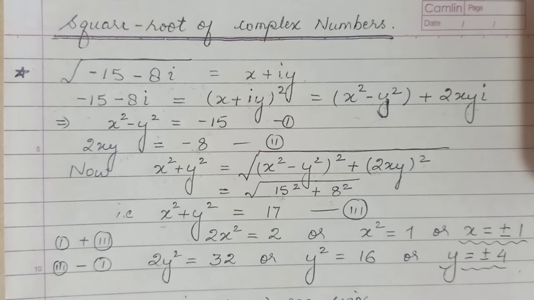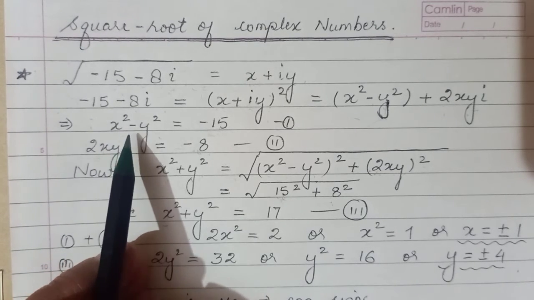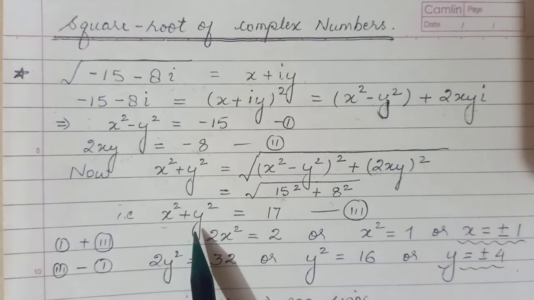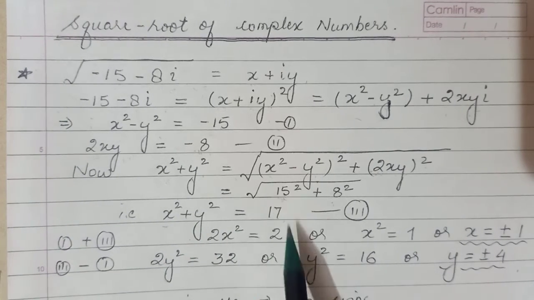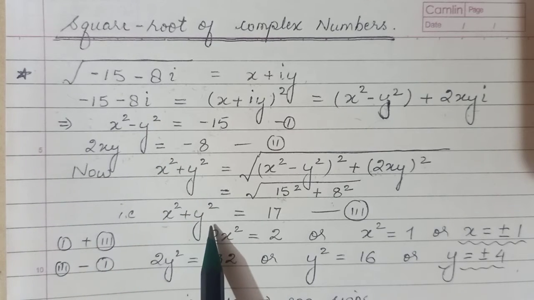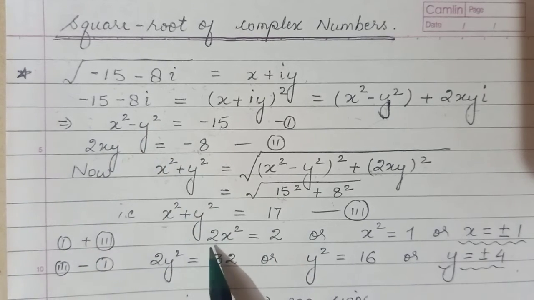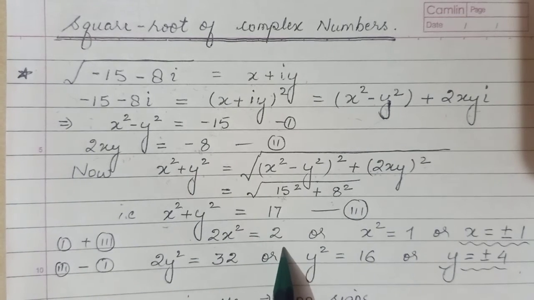Call it equation 3. Now we will solve this equation that we had in hand earlier. x square minus y square is equal to minus 15 with x square plus y square is equal to 17. Elimination method: add these two equations. Minus y square plus y square cancelled. x square plus x square adds up to give you 2x square. Minus 15 plus 17 gives you 2.